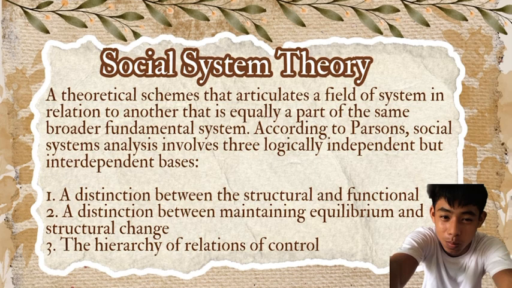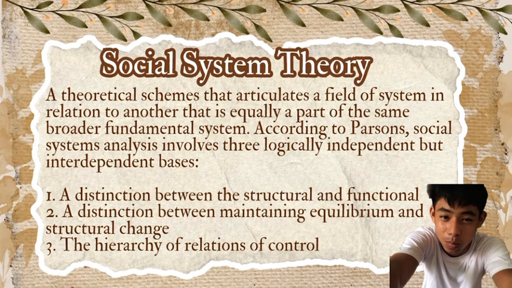According to Parsons, social system analysis must involve three logically independent but also interdependent bases or axes of variability. A sociologist named Talcott Parsons had some key ideas about this. He believed that to really understand a social system, we need to consider a few main things. These bases are the following.